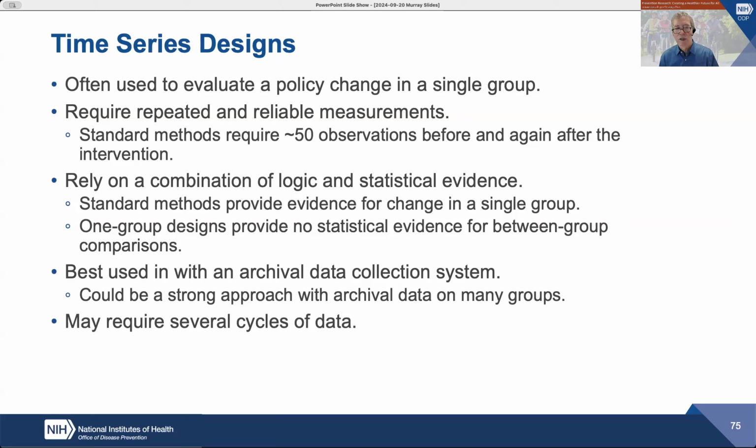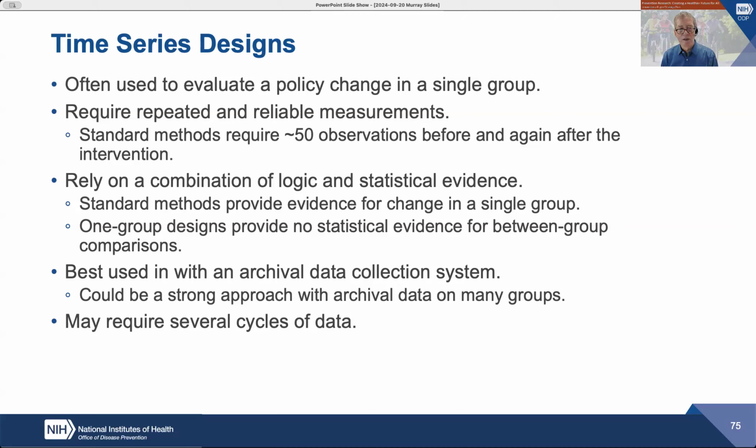We can use standard methods to look at change within a single group. But if we've only got the one group, we don't have a comparison of any kind. So if we do have another group where we're not introducing the intervention, we can compare the figures for the two groups, but we don't have a statistical approach to look at the difference between the groups because we've only got one group in each arm.